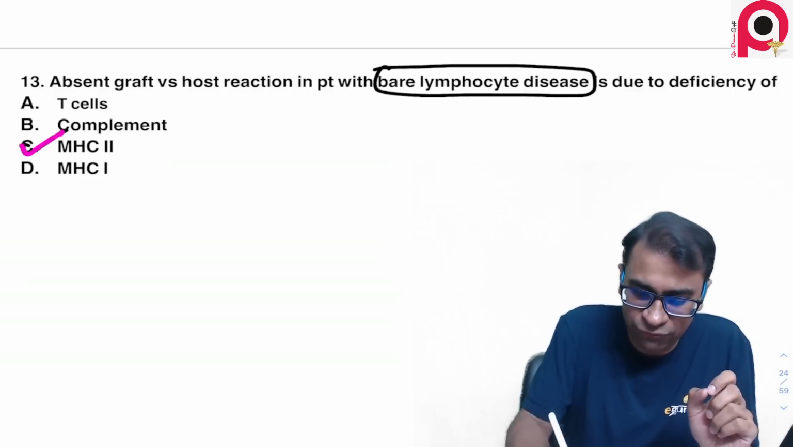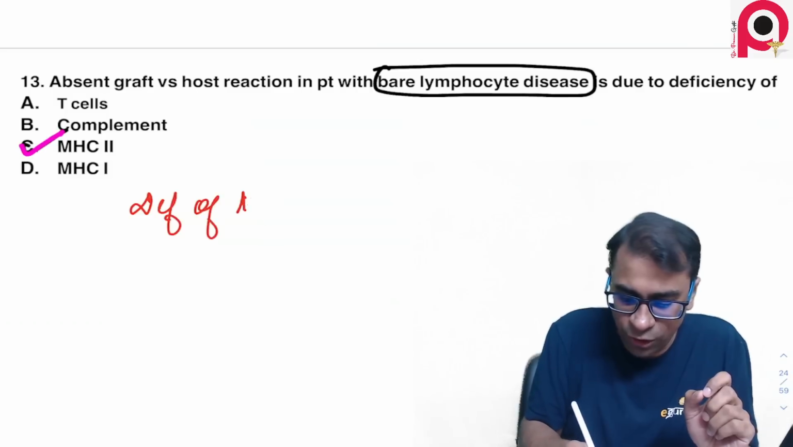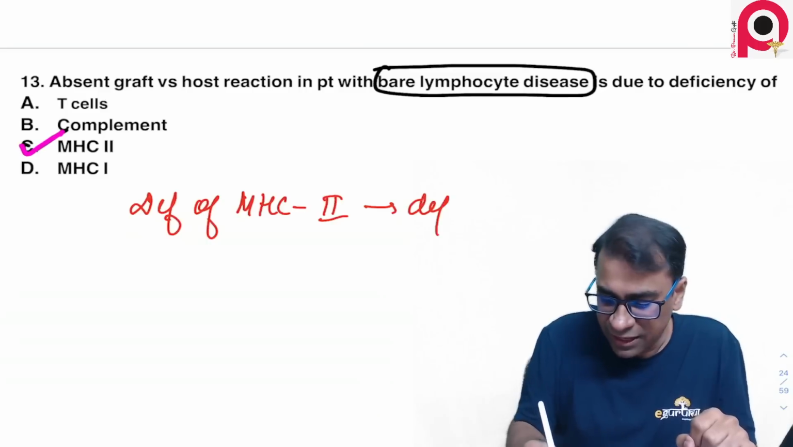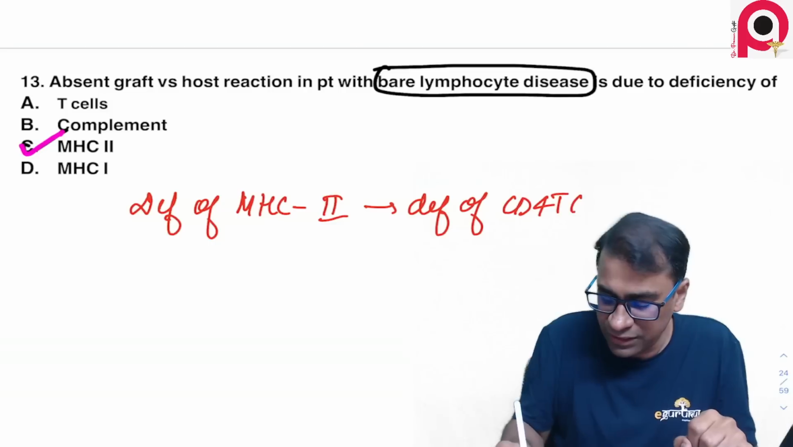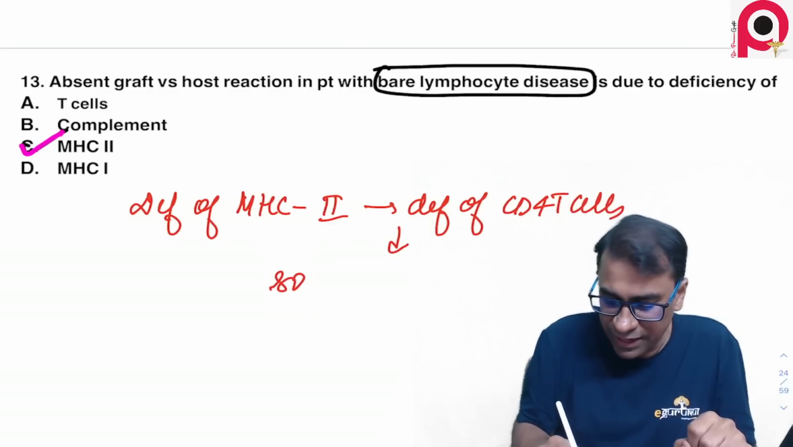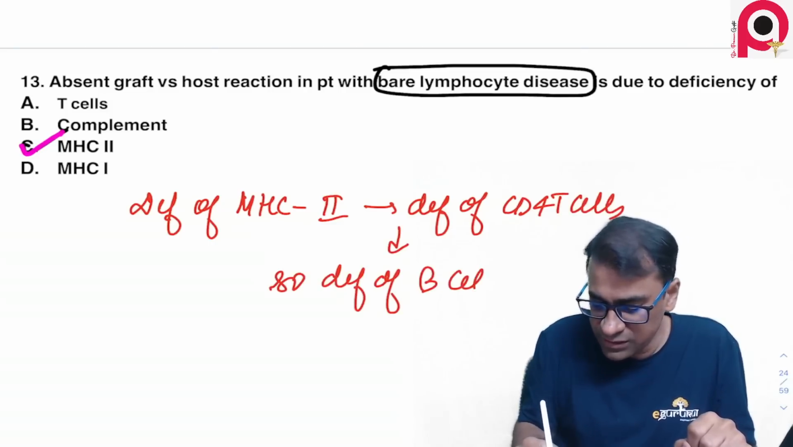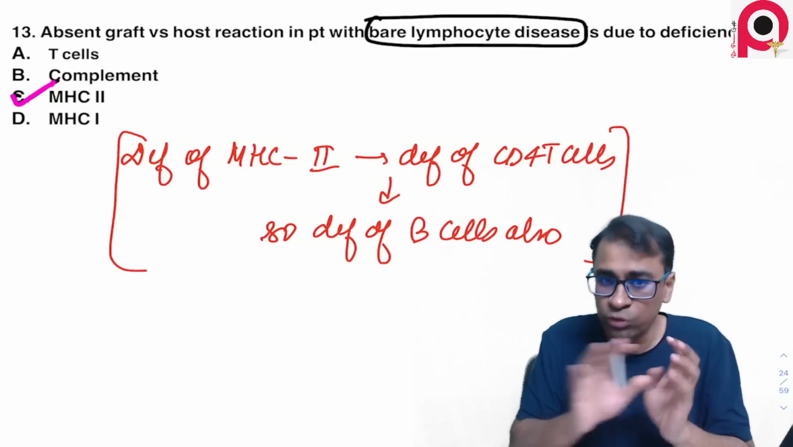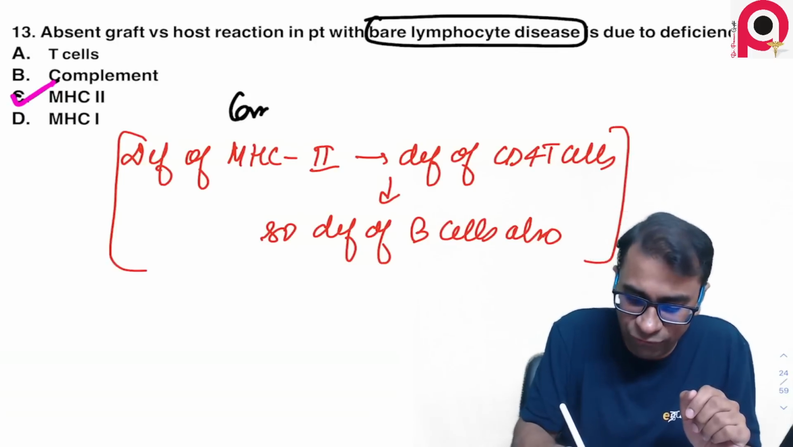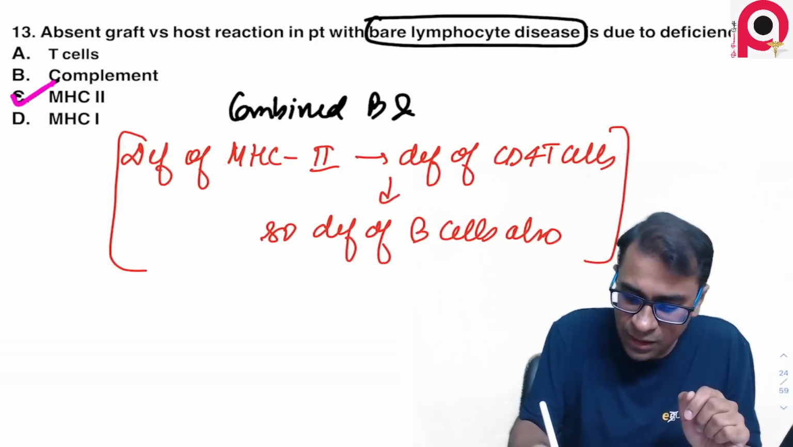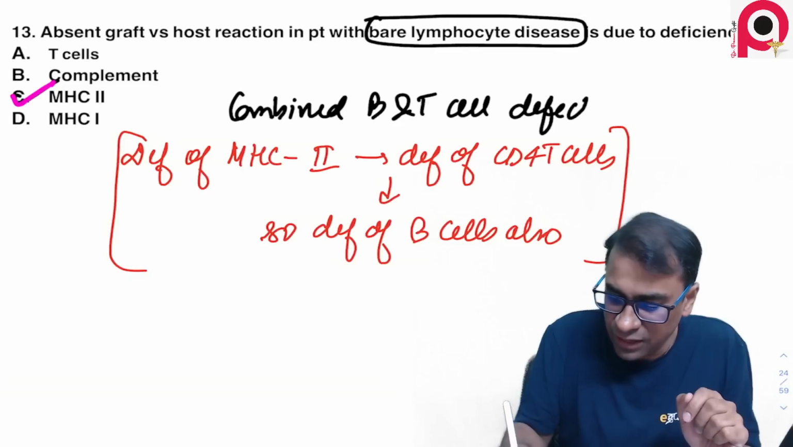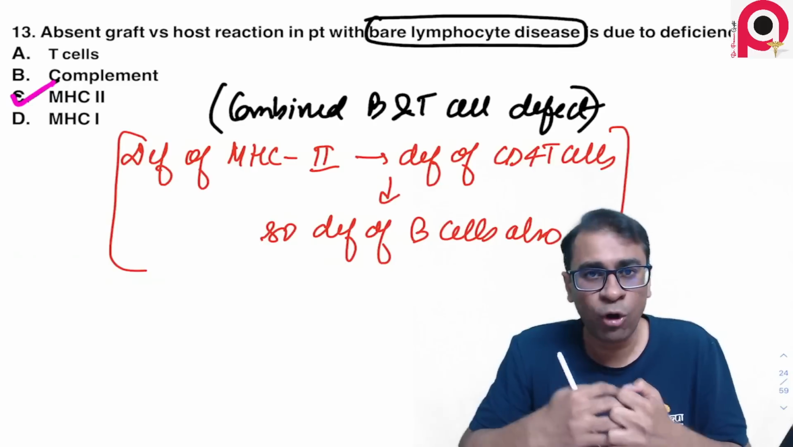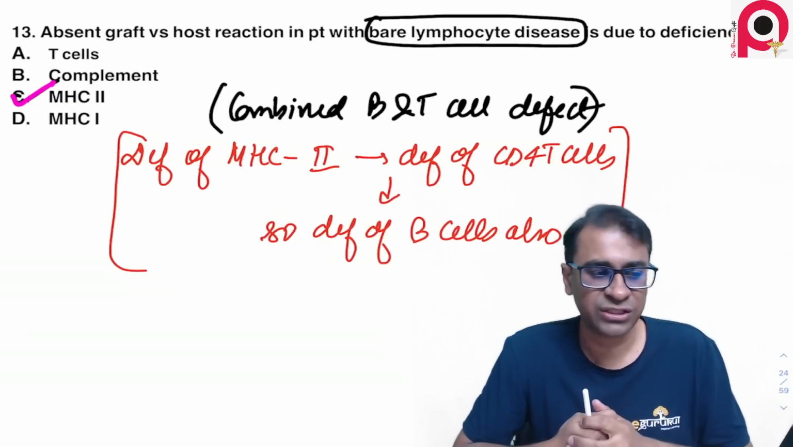So because of the deficiency of MHC class 2, there is deficiency of CD4 T cells, and so there is deficiency of B cells also. Because CD4 and CD8 both are absent here, it comes in the category of combined B and T cell defect. Now, if a patient has a B and T cell defect, that patient may not be able to develop a graft versus host reaction.